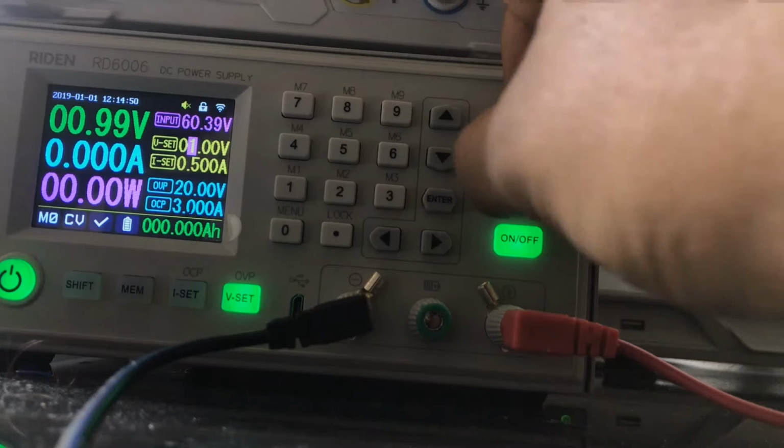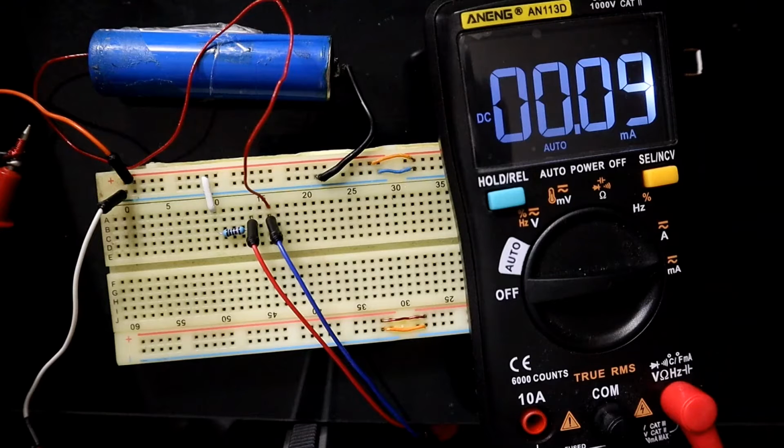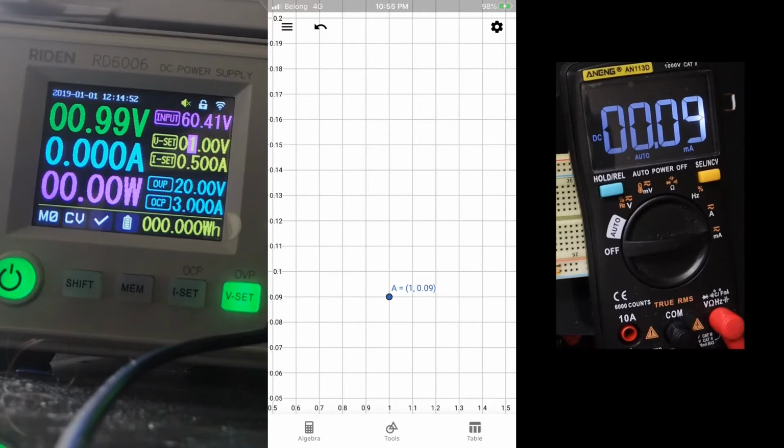Now from the power supply I can see 1 volt, and from the digital multimeter I can see about 0.09 milliampere is passing through this resistor. Now you can see for 1 volt the value on the multimeter is 0.09 milliampere.